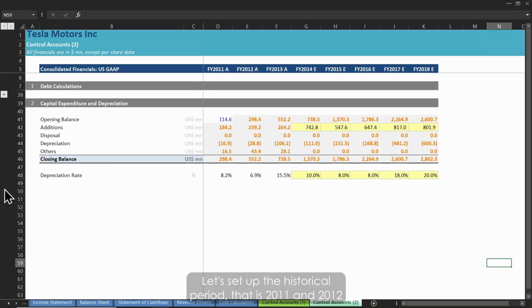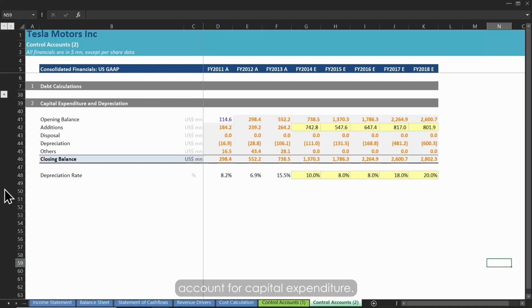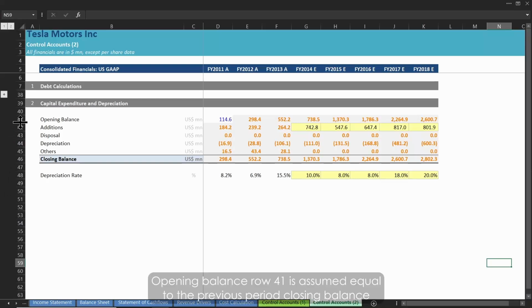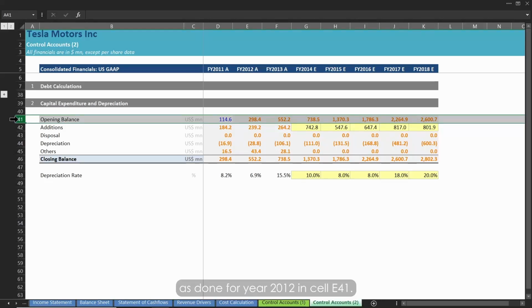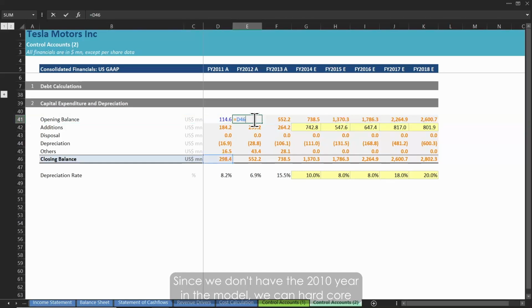Let's set up the historical period, that is 2011 and 2012, account for capital expenditure. 1. Opening balance, row 41, is assumed equal to the previous period closing balance as done for year 2012 in cell E41. Since we don't have the 2010 year in the model, we can hardcode the 2011 opening balance in cell 41 from the annual statement.